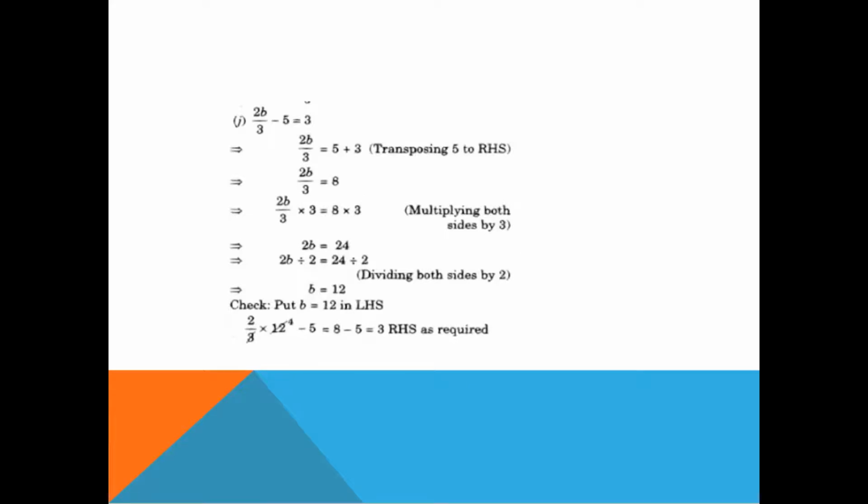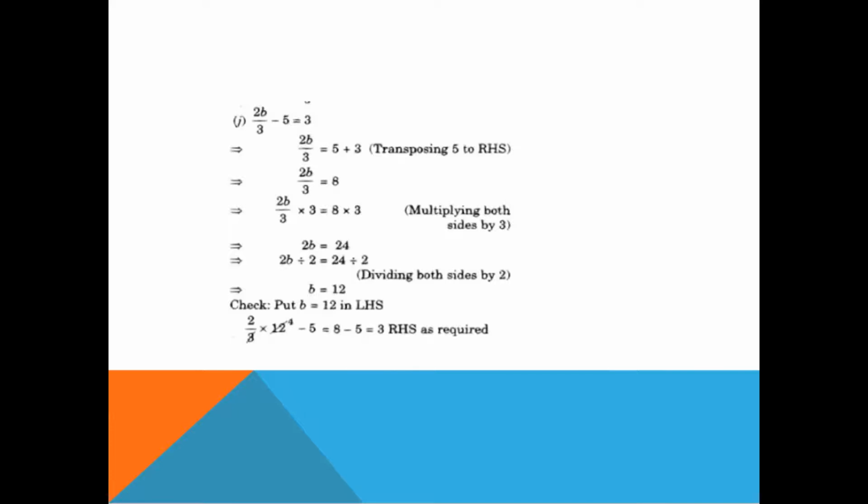Moving to J part, 2b by 3 minus 5 equal to 3. 2b by 3 is equal to 3 plus 5, which is equal to 8, and 2b by 3 multiplied by 3 is equal to 8 into 3. 2b is equal to 24, and 2b divided by 2 and 24 divided by 2, b is equal to 12.